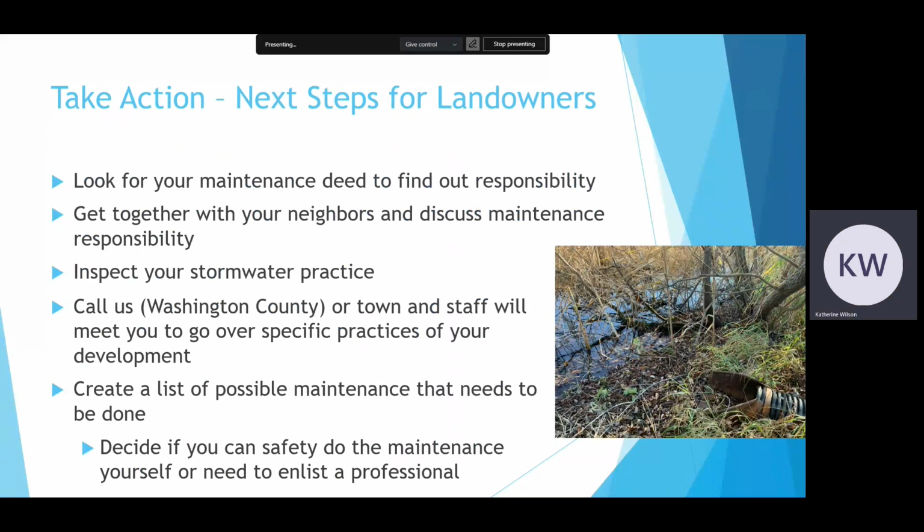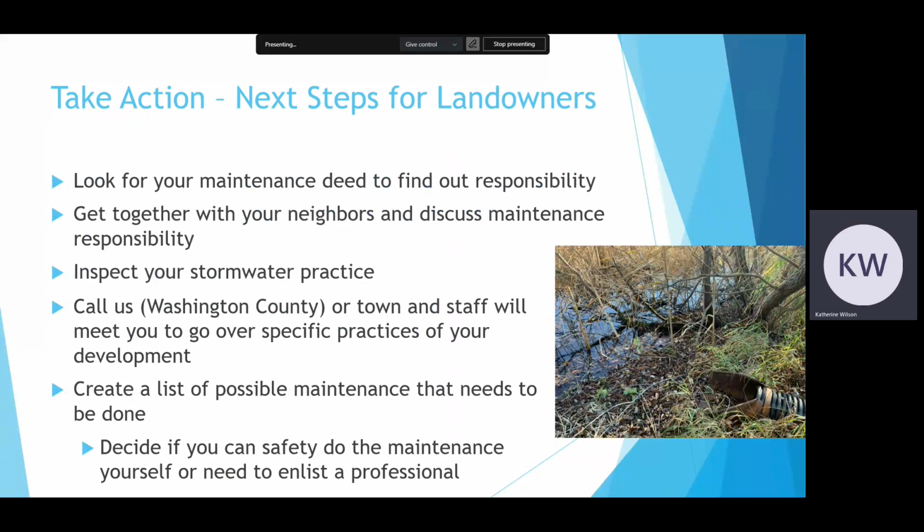Okay, I just gave you a lot of information. So what are your next steps? First, take a look at your maintenance agreement attached to your property's deed to find out what you're responsible for. If your neighborhood is older than 1997, you likely won't have a maintenance agreement like the example shown in this presentation. But it is still good to know where your stormwater practices are and maintain them.